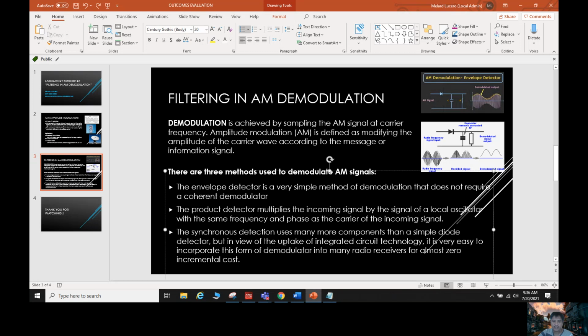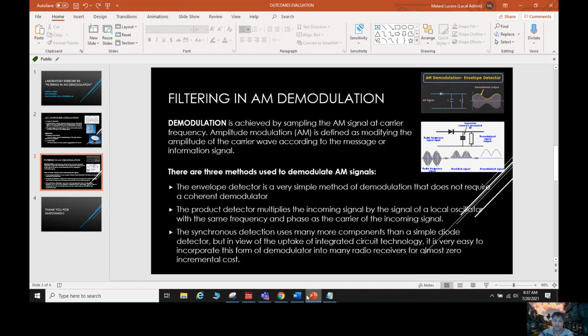Lastly, the synchronous detection. This uses many more components than a simple diode detector, but in view of the uptake of integrated circuit technology, it is very practical to incorporate this form of demodulator into many radio receivers for almost zero incremental cost.